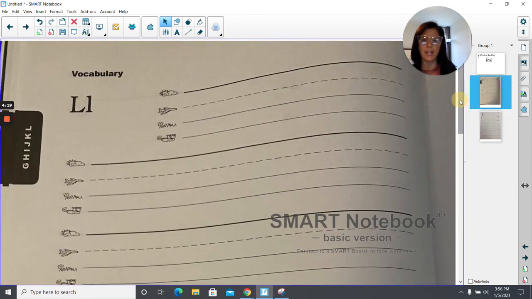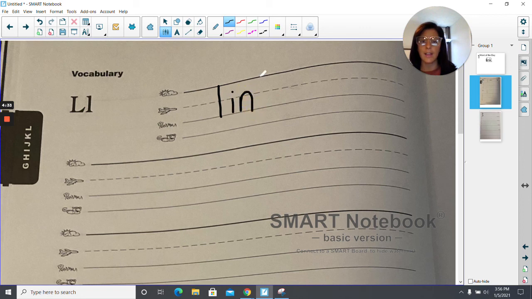We are going to enter our new trick word, which is link. So I'm going to go ahead and get my pen, and we're going to write L-I. Make sure it's all lowercase letters, no capitals. L-I-N-K. And go ahead and box your glued sound.